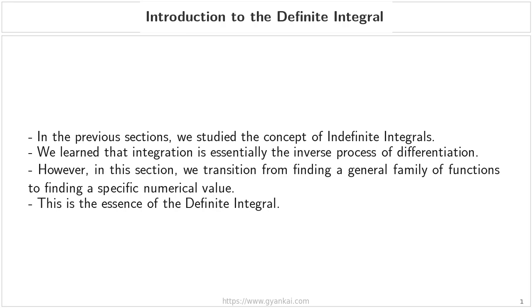So, this is the core concept behind the definite integral, and we'll unpack it step by step in the following slides. Okay, so let's begin our discussion on the definite integral. Understanding the concept.